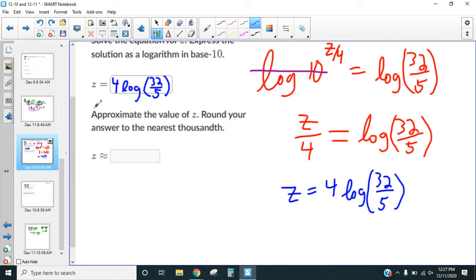4 times the log of 32 over 5. If you're using the computer, you're going to have to say 32 divide 5, and then hit enter, and then hit log, and then hit times 4. What'd you get? 3.225. Okay, remember, that's because we're rounding to the nearest thousandth, right? The thousandth is the third place.